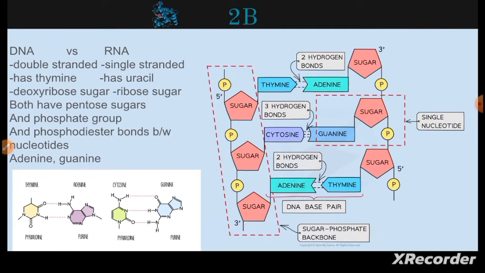And adenine and thymine have 2 hydrogen bonds. Cytosine and guanine have 3 hydrogen bonds.